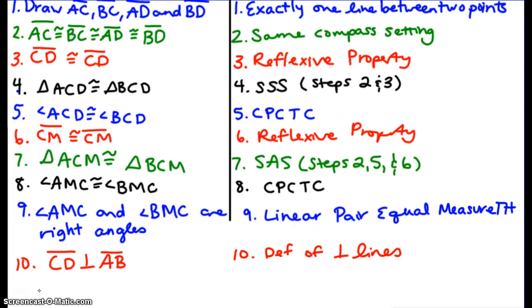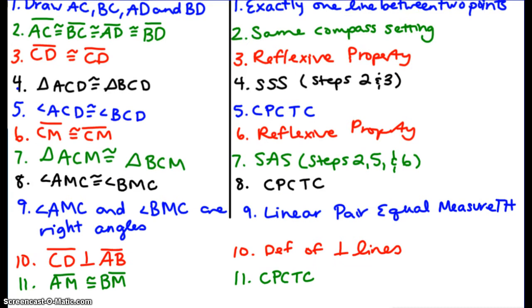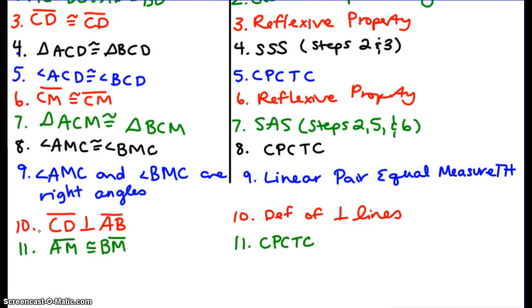Now we need to prove that it's a bisector. So we can say we know that AM is congruent to BM because of CPCTC. We showed that in the last problem. Okay? Which means for me that CD is a bisector and it bisects AB. And that is the definition of a segment bisector.